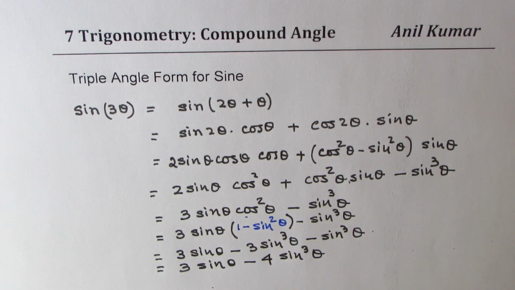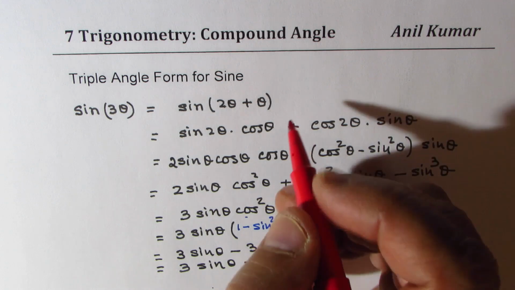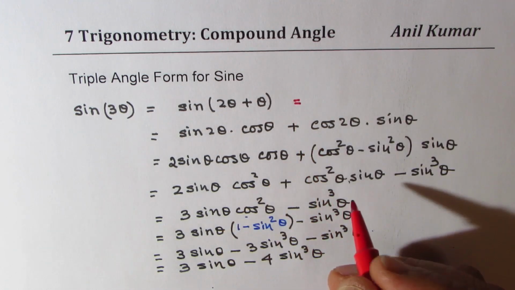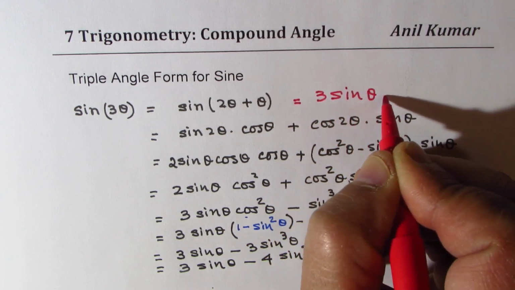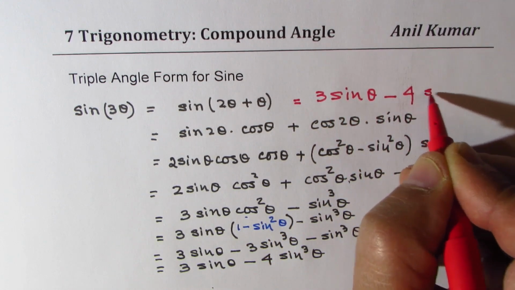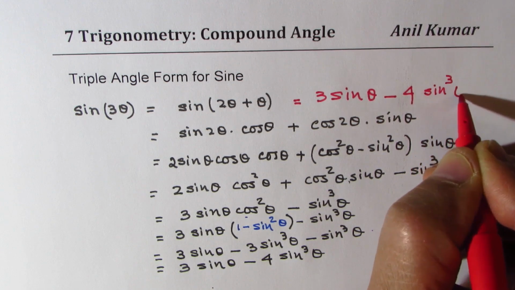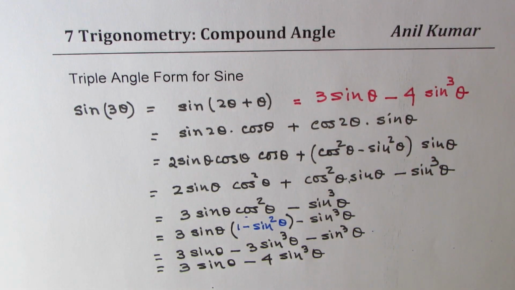So let me rewrite this formula here. All terms are in sine. Do you notice this? So we could get this formula as equal to 3 sine theta minus 4 sine cube theta. So likewise, as an exercise, you could derive formula for sine 4 theta, cos 3 theta, cos 4 theta, and so on. Perfect. So let that be an exercise.